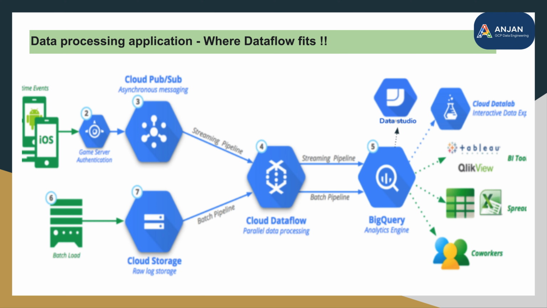Here is an example of a data processing application where Dataflow fits in. If we see this architecture diagram, there are two branches of data processing methods used. Lower branch is to process batch data coming from mobile app in frequent intervals. Upper branch is to process stream data coming from mobile app for real-time analytics. Here we are using PubSub as messaging service in both use cases.